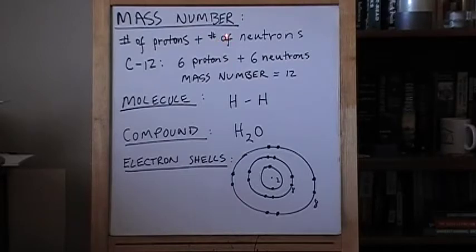For each isotope, there's a mass number. So the mass number is the number of protons plus the number of neutrons. So each isotope has a unique mass number. And for example, carbon-12 has 6 protons and 6 neutrons, and so its mass number is 12.